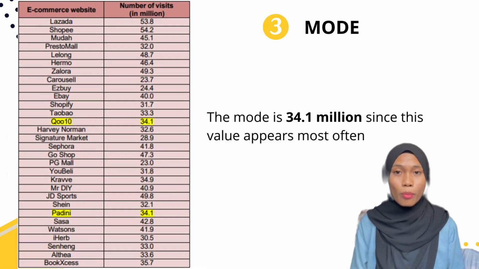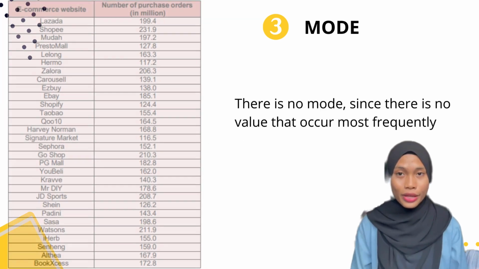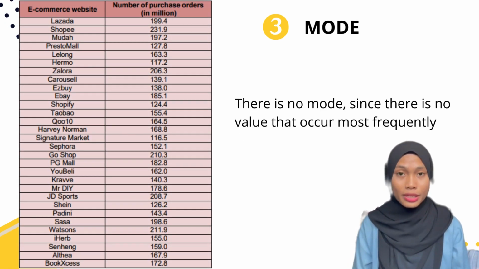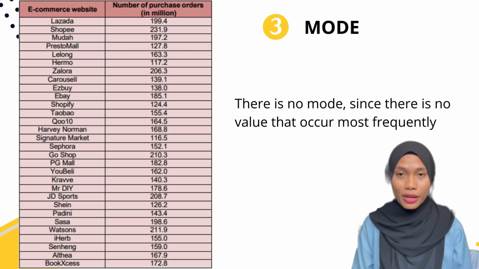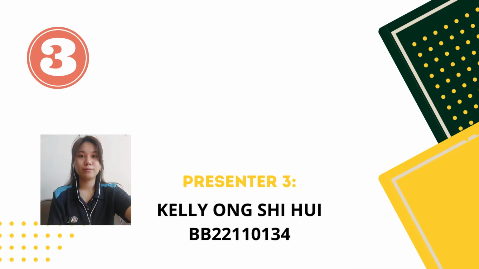Lastly, we need to find the mode. For the number of visits, the mode is 34.1 million since this value appears most often. For the number of purchase orders, there is no mode since there is no value that appears most frequently.